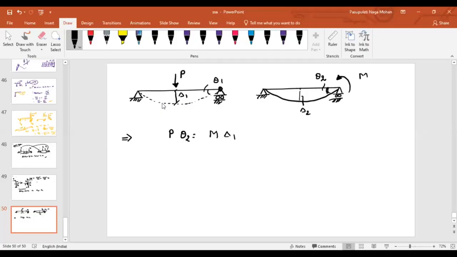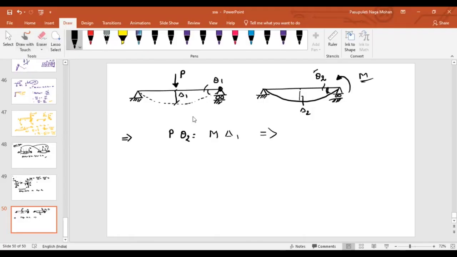Isn't it? Sometimes you may have forgotten M into delta 1. P into theta 2 will be equal to that. If there is a point load, you can find delta 1 if it can be remembered. But if you somehow forgot how much rotation occurs because of this M, then you can use this relation too. What value will you get here? M into delta 1 only.